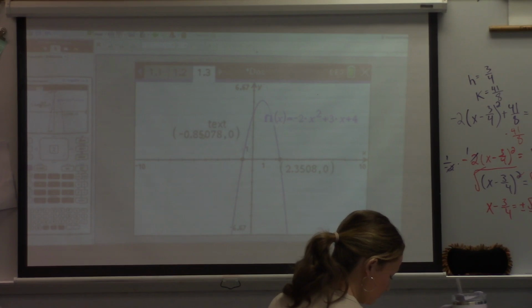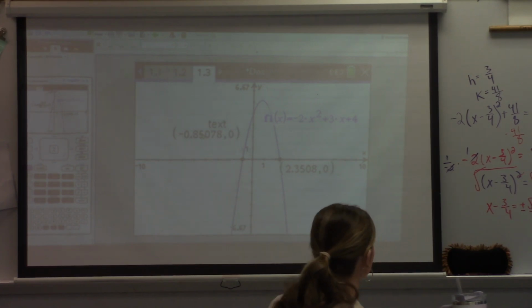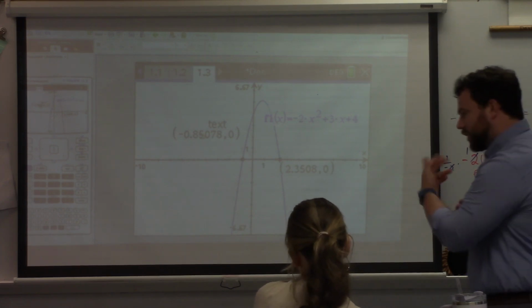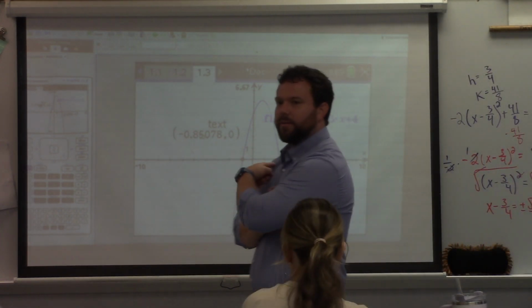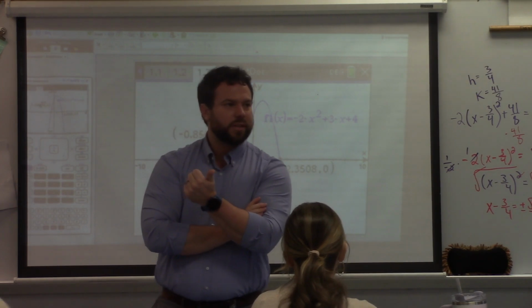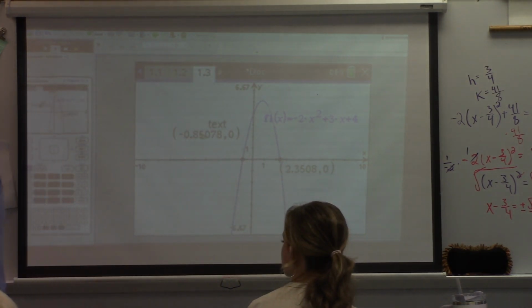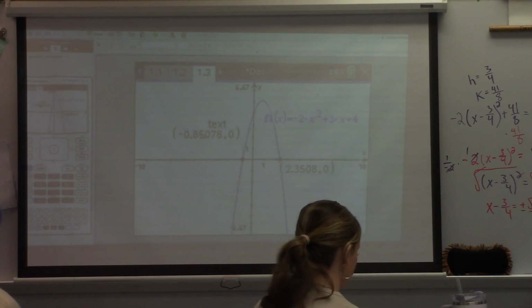Can you check your solutions this way? Could you note that on a test as demonstrated understanding? Say, hey, Mr. Kinney, I checked my answers by graphing, and I found the same roots. Is that evidence of understanding? 100%. On top of that, we need to notice our roots, right? We got 2.35 and negative 0.85, those zeros there.